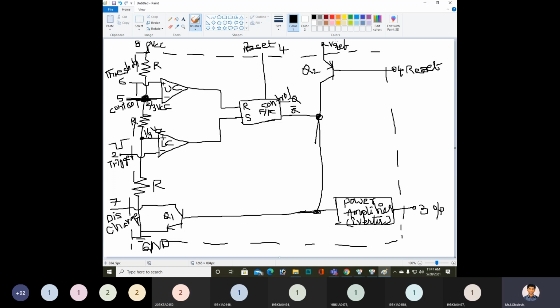So we will see in detail in the laboratory, and there we'll have an idea. Here we are just discussing theoretical concepts. In the laboratory, we are going to see the practical concept.